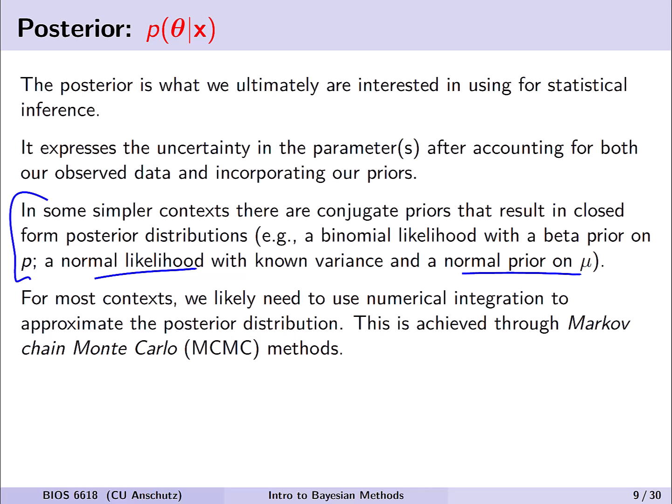The advantage here for these simpler problems where we do have conjugacy is that we can have closed form solutions and do exact calculations. However, in most contexts, we're actually going to see that we need to use numerical integration to approximate the posterior distribution. This is achieved through a process known as Markov chain Monte Carlo, or MCMC methods, which we'll also detail in a few minutes.